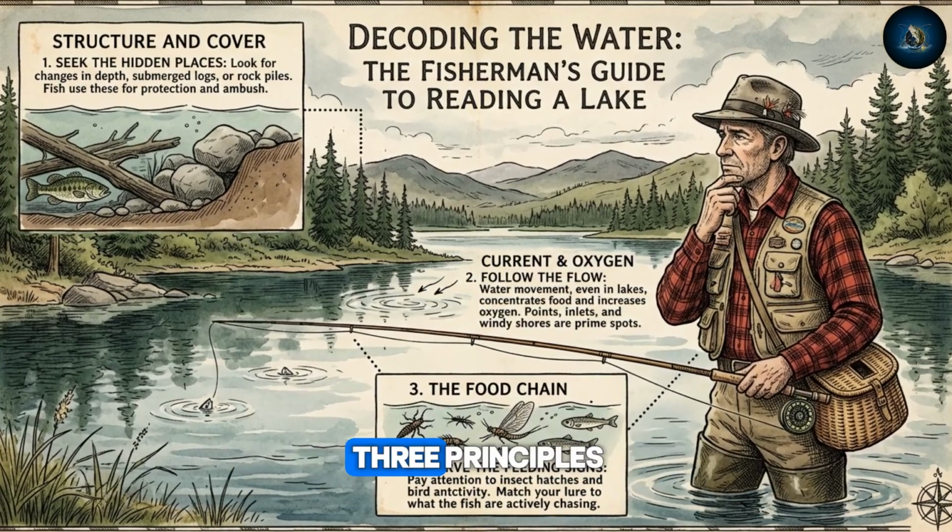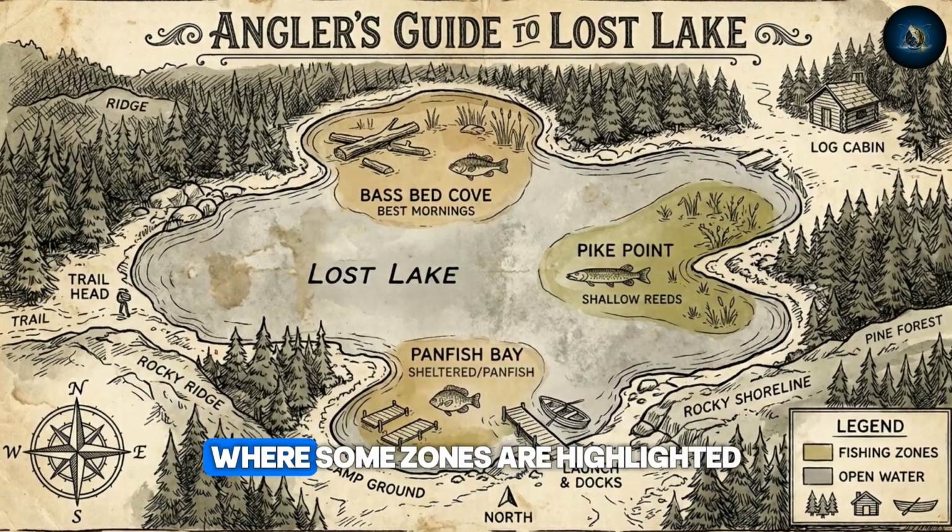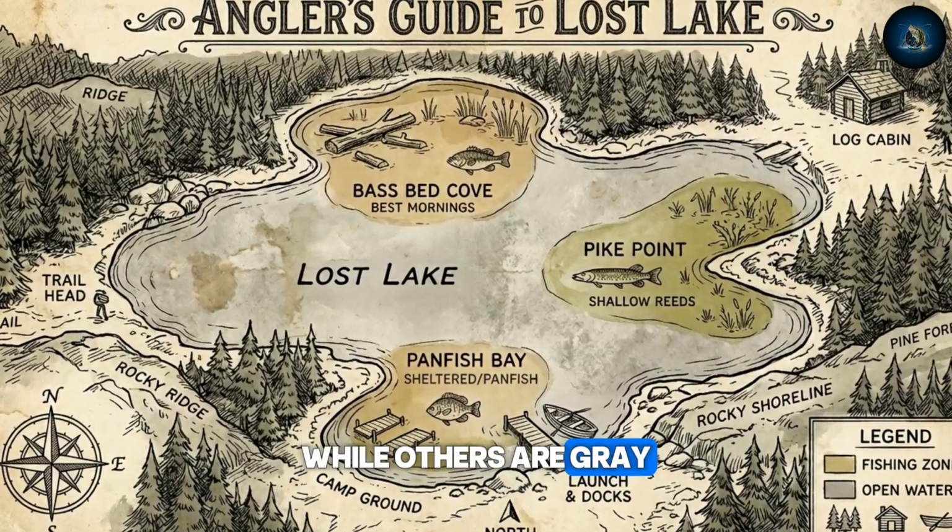When you understand these three principles, the lake stops being random. You start looking at it like a map where some zones are highlighted, while others are gray and empty.